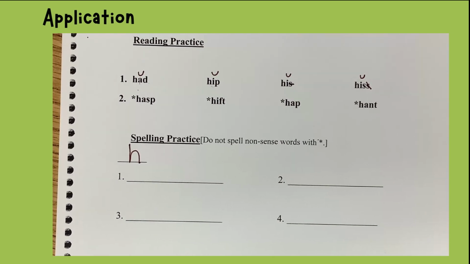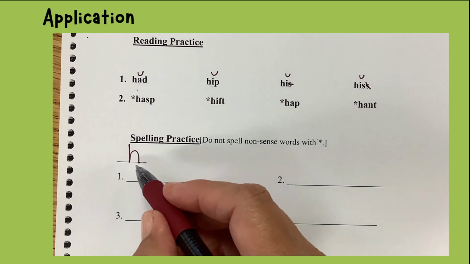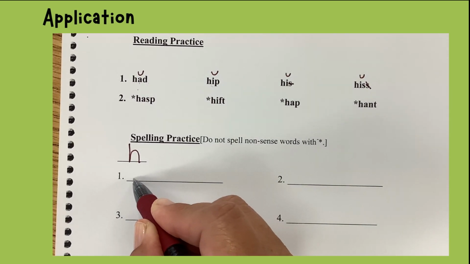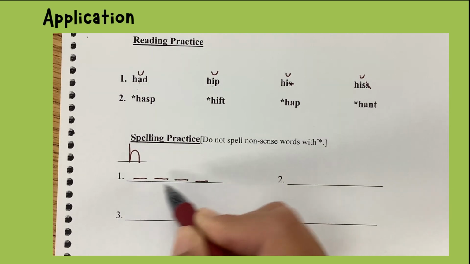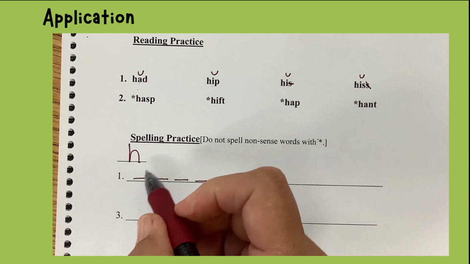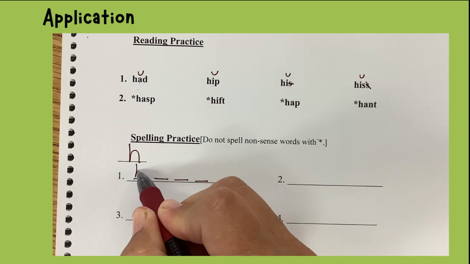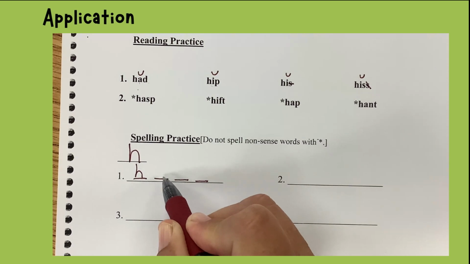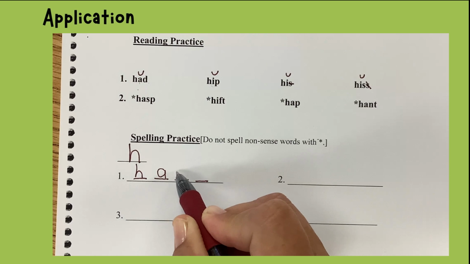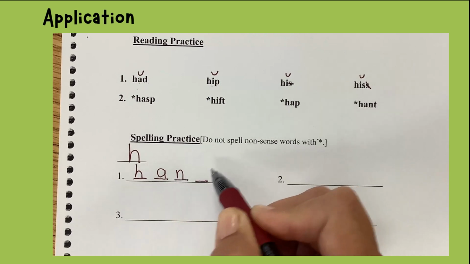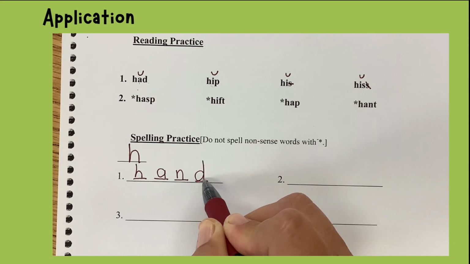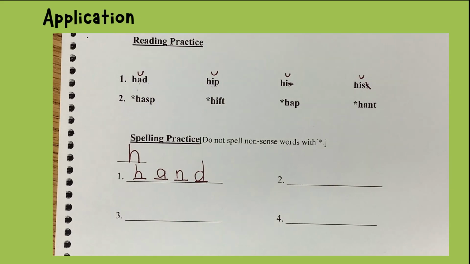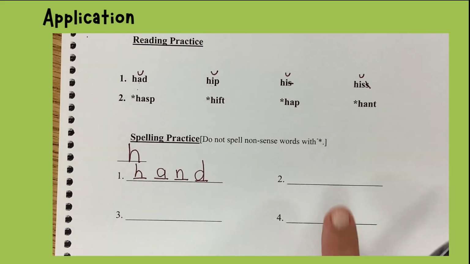Repeat that word. Let's say it slowly and write a line for each sound. H, A, N, D. Hand. What's a H? H, A, N, D. What does that word say? Hand. Our second word here is going to be a derivative.